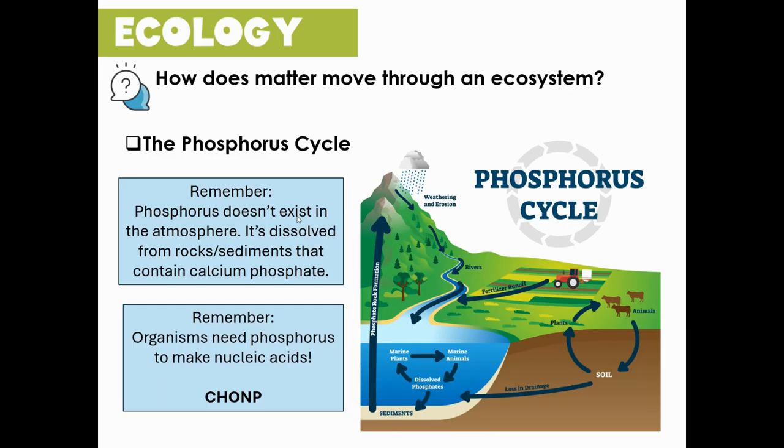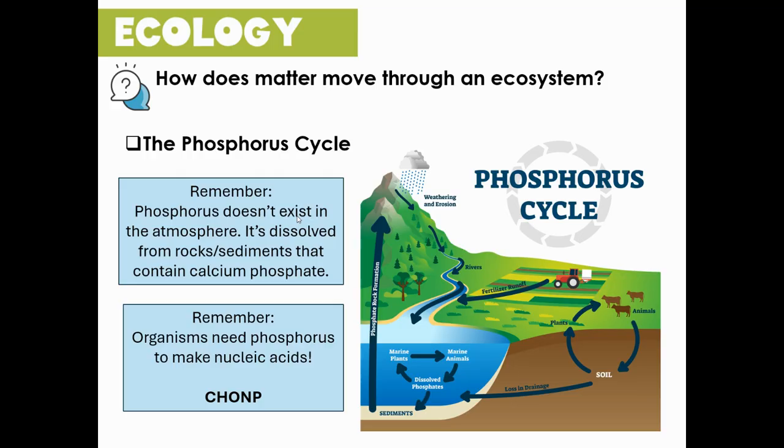The phosphorus cycle is something that we focused on this year. So again, just make sure that you study this picture and you can understand all the ways that phosphorus is put into the ecosystem, and then the ways that it might be taken out. Phosphorus, remember, doesn't exist in the atmosphere. It has to be dissolved from rocks and sediments that contain calcium phosphate. And so when we have weathering and erosion, then the water carries those phosphates into streams and rivers and into the soil, where, of course, the producers pick those up.